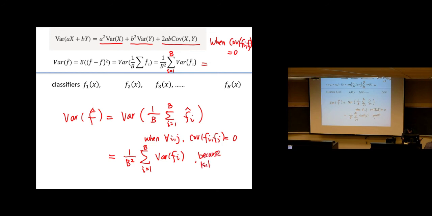S1 equals S2 up to SB, they are equivalent to each other. That's why I can roughly assume the variances are approximately similar: the variance of Fi equals the variance of Fj. And because of all those, this gives me what? The variance of F hat is 1 over B times the variance of each.